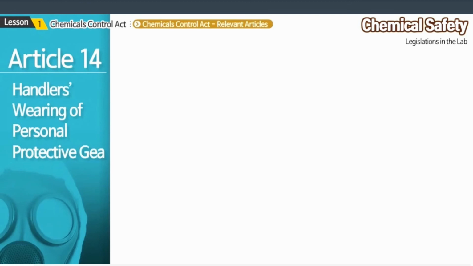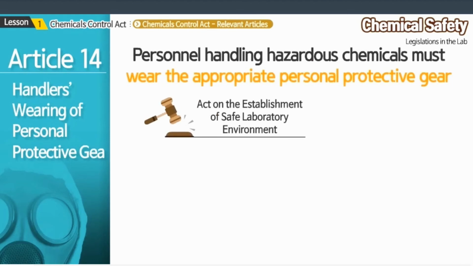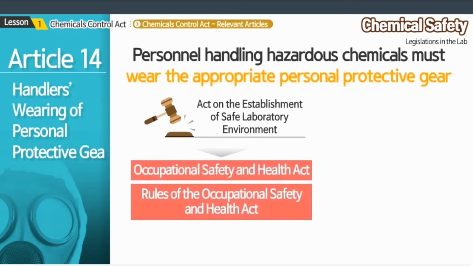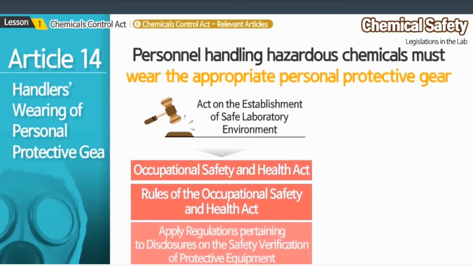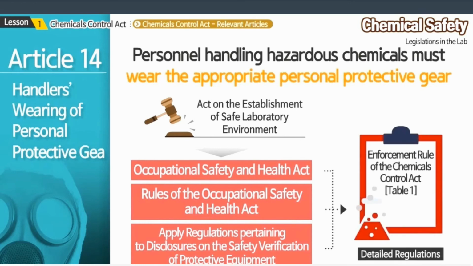Third, under Article 14, Handlers' wearing of personal protective gear. All personnel handling hazardous chemicals must wear the appropriate personal protective gear. The Act on the Establishment of Safe Laboratory Environment complies with the Occupational Safety and Health Act, rules of the Occupational Safety and Health Criteria, and regulations pertaining to disclosures on the safety verification of protective equipment. Detailed regulations are as stipulated in Table 2 of the Enforcement Rule of the Chemicals Control Act.